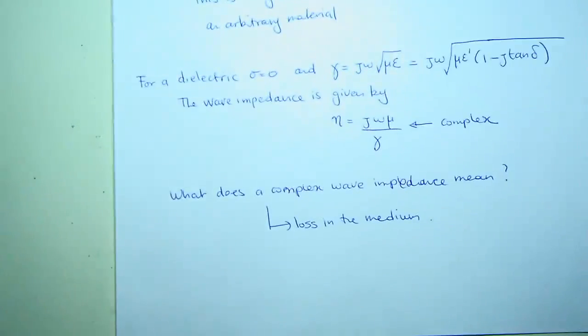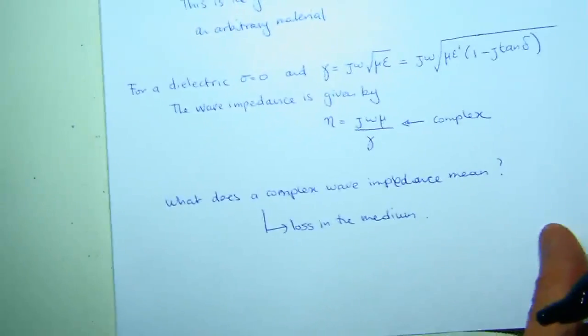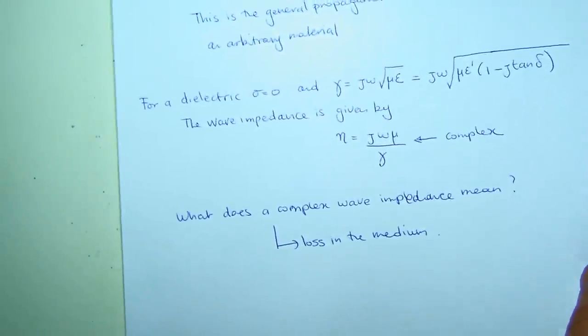Excuse me? Yes. What is epsilon dash compared to epsilon? Okay, remember I said epsilon is an arbitrary complex number, and epsilon dash was the real component, minus j epsilon double dash, which was the imaginary component. Okay, so that's slide number 8.